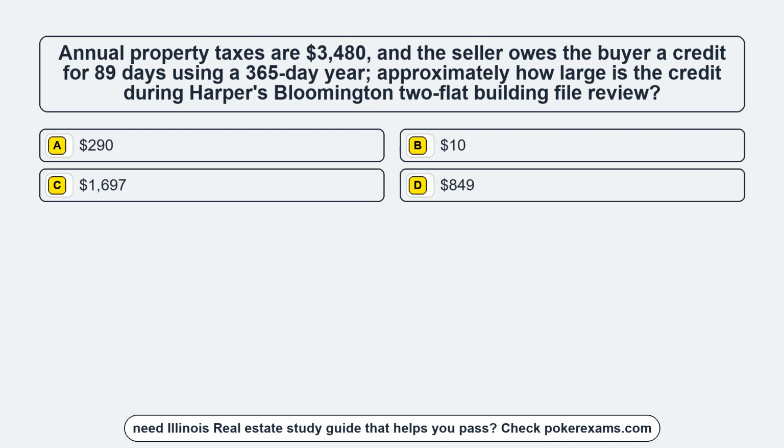Question 12. Annual property taxes are $3,480, and the seller owes the buyer a credit for 89 days using a 365-day year. Approximately how large is the credit during Harper's Bloomington 2-flat building file review? Option A, $290. Option B, $10. Option C, $1,697. Option D, $849.